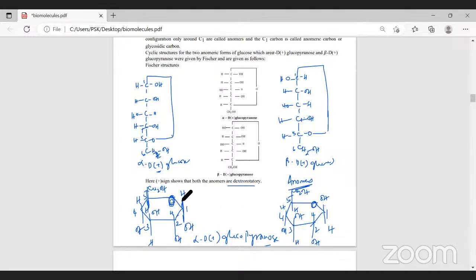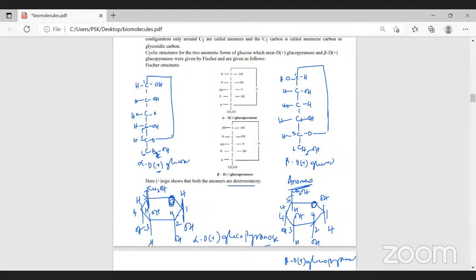Only at the first carbon atom in alpha D plus glucopyranose, hydrogen is on the upper plane and OH, on the left-hand side, is on the lower plane. Here, this is beta D plus glucopyranose. Here the OH is in the upper plane and H is in the lower plane. This is the structure of glucose. This is the Haworth structure of glucose.